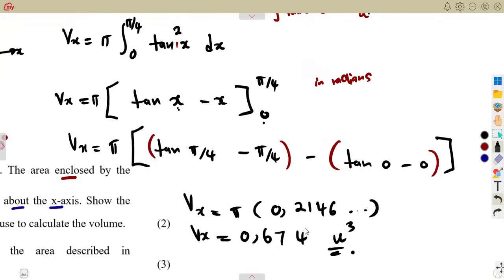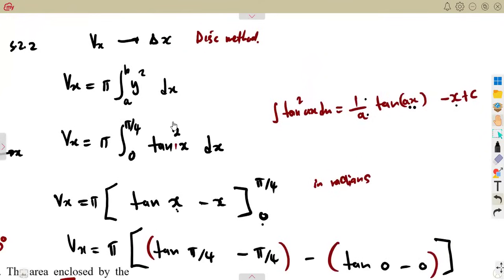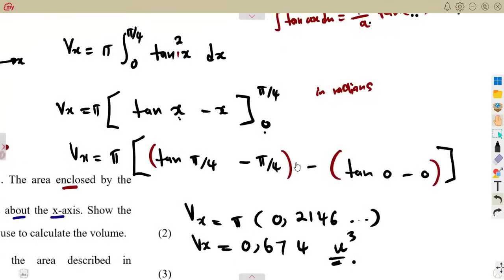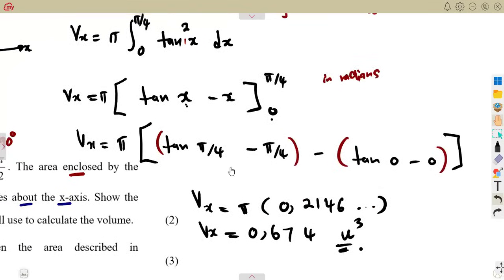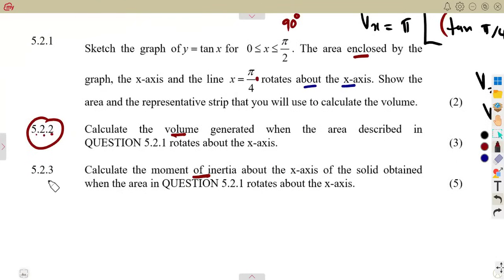So the disk method, it's a direct method. This is what we are used to. If a question is given like this, it's an advantage to us because we are used to this part and we just have to apply the same consideration that we have. And also even for the moment of inertia, because they are saying it's about the x-axis, of the solid obtained when the area in this rotates about the x-axis.